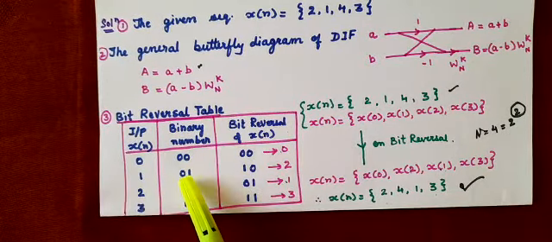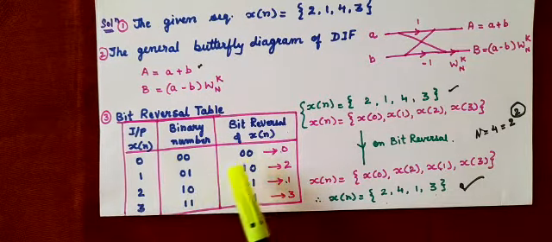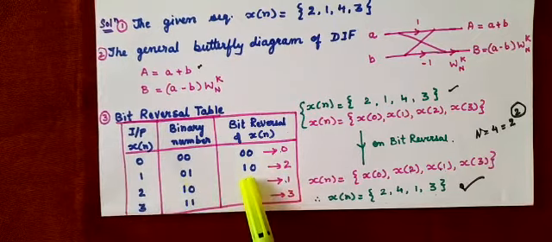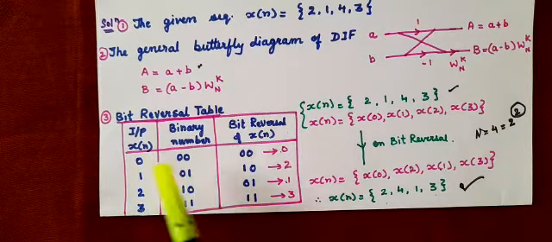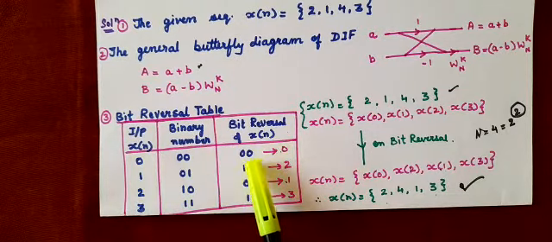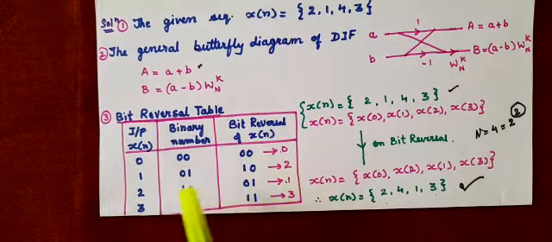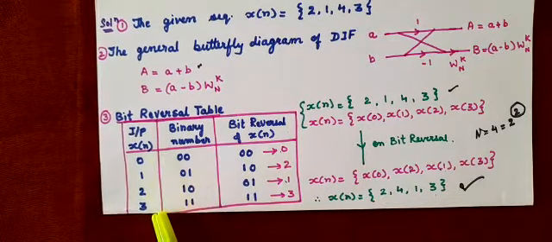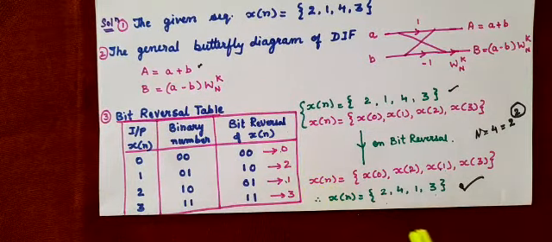In bit reversal, you have to interchange the bit values. So 00 is written as 00, 01 becomes 10, 10 becomes 01, 11 becomes 11. If you change this binary to decimal, you will get 0, 2, 1, 3. So the natural sequence is 0, 1, 2, 3. The bit reversal sequence is 0, 2, 1, 3.